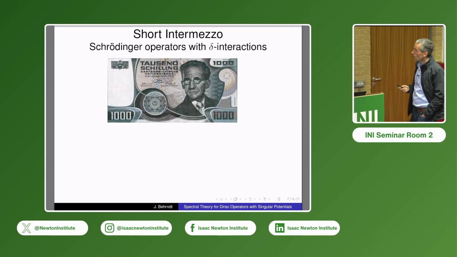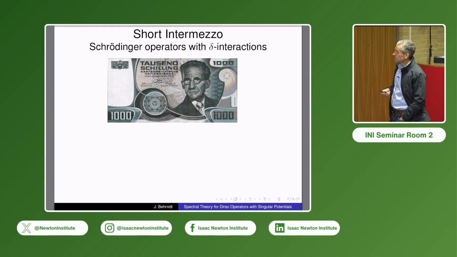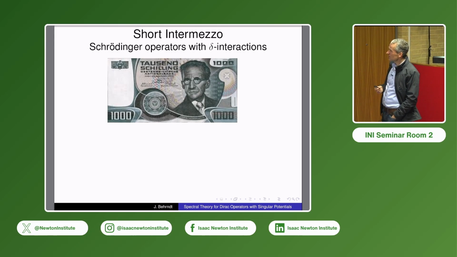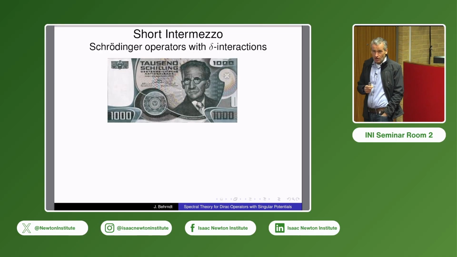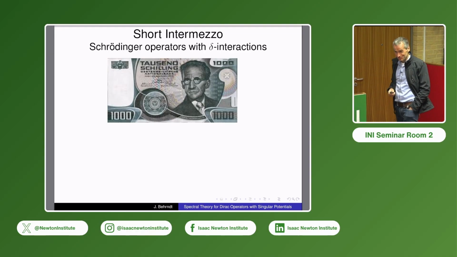Okay, and you see this is a 1,000 shilling banknote where the Austrians put Schrödinger. And I felt I should show it. 1,000 shilling is 80 pounds, something like that, 80, 85. It was the largest banknote in Austria, which also shows how proud we are of him.